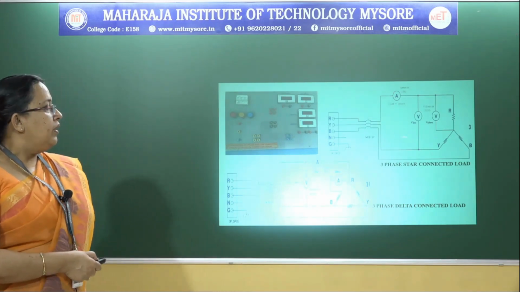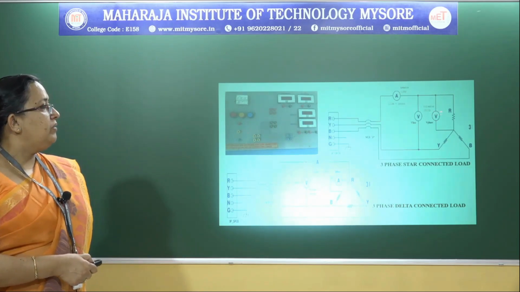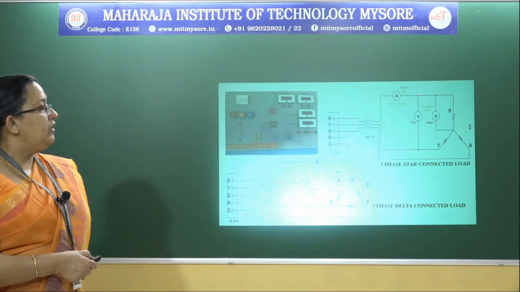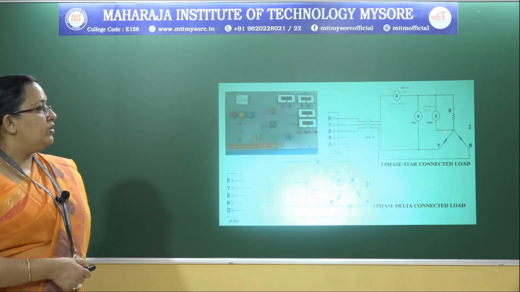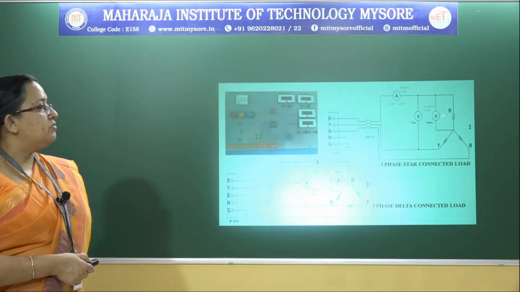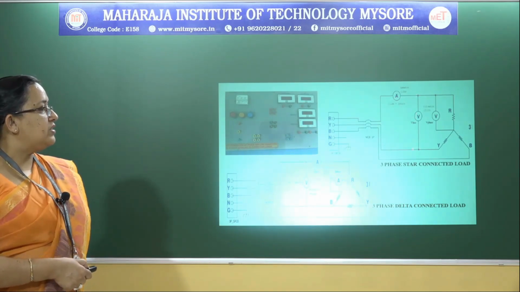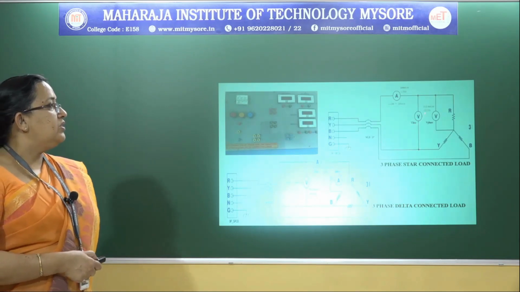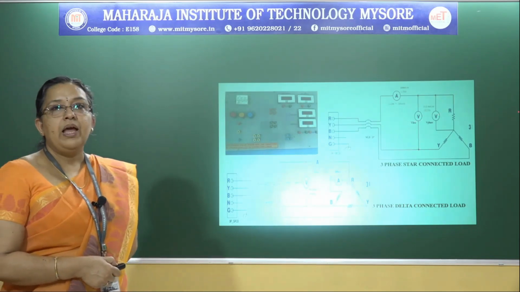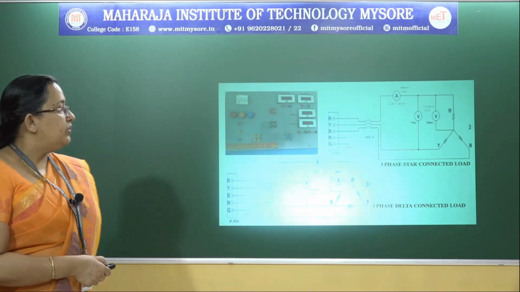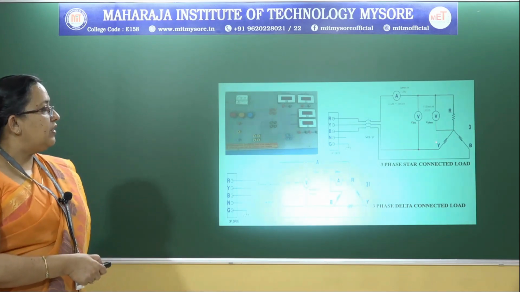Now this is the voltmeter which is connected between one phase or one line and the neutral. So this voltmeter measures V phase. Whereas this voltmeter is connected between R phase and Y phase. So this voltmeter measures the line voltage. So that is about a 3-phase star connected load.